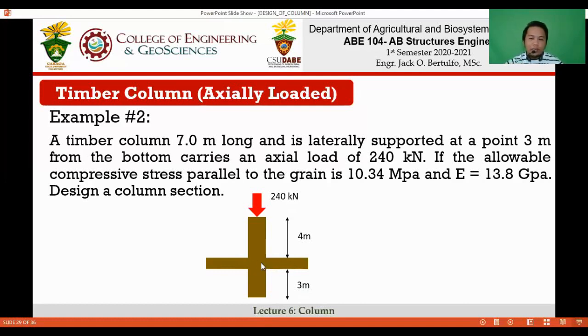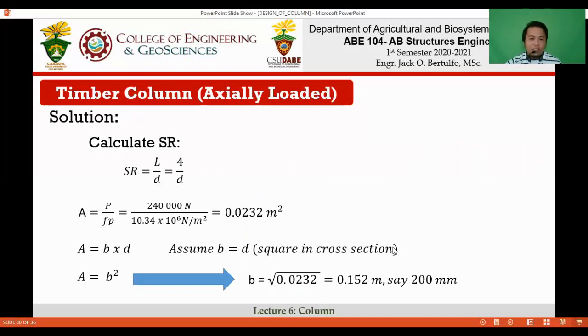Right here. So we need to design what would be the size of this column. Remember that we have a support here. We have a support here at 3 meters. Okay, so again, first thing to do is to calculate the slenderness ratio.